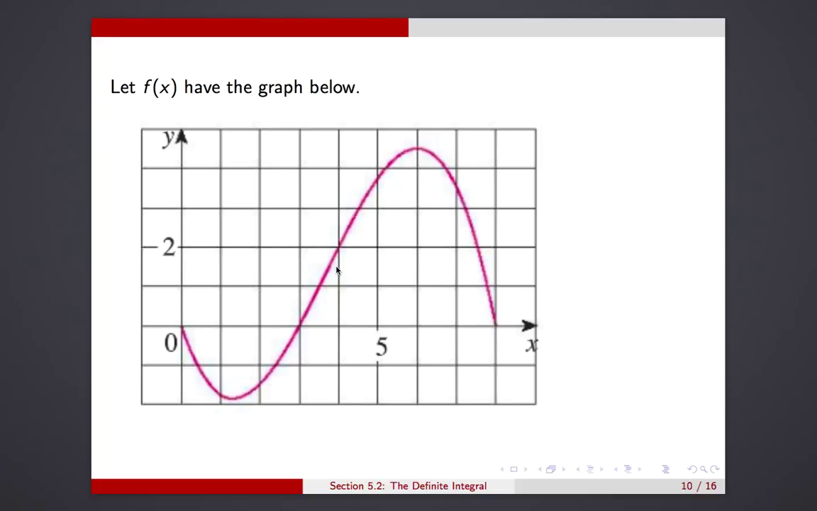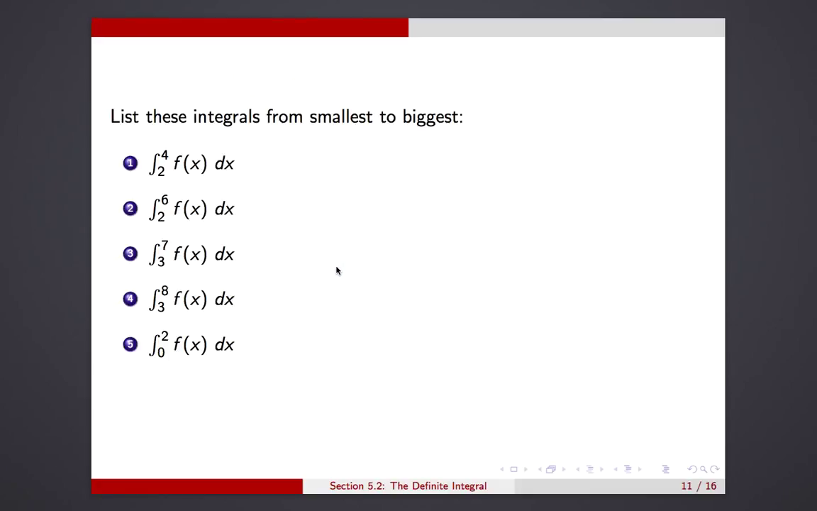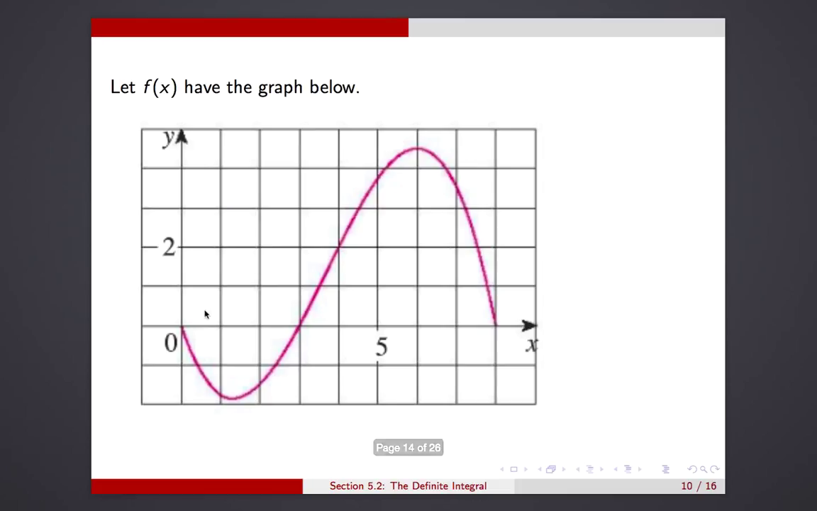Okay, so assuming that if you paused, you have now unpaused, let's talk through this. So I have 5 different integrals here, 2 to 4, 2 to 6. Let's start with those two guys. 2 to 4 looks like it should be smaller than from 2 to 6. Right? 2 to 6 spans this whole thing. 2 to 4 only spans this. So 2 to 4 looks like that answer is pretty close to 0.